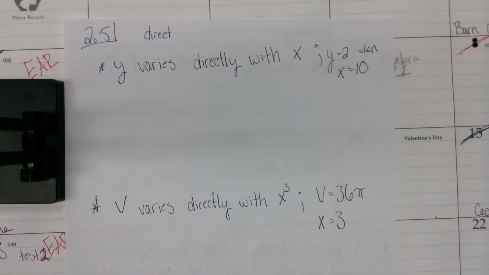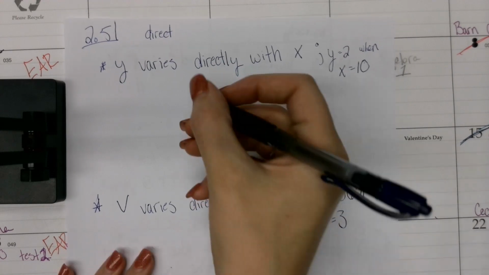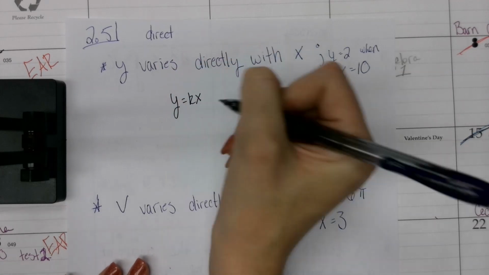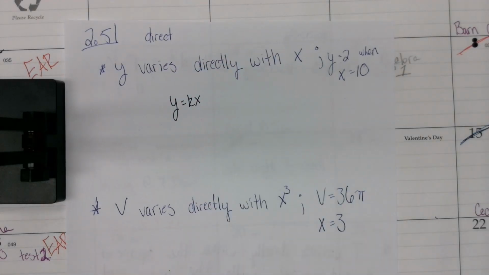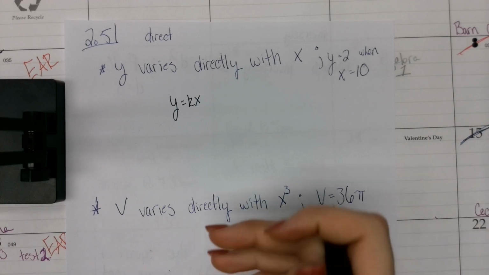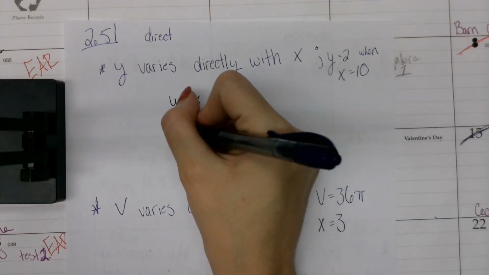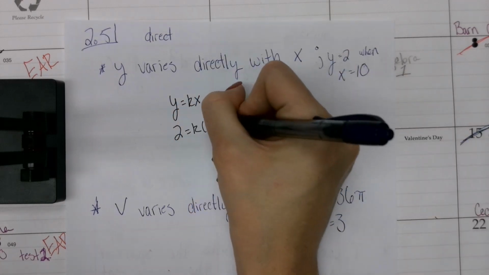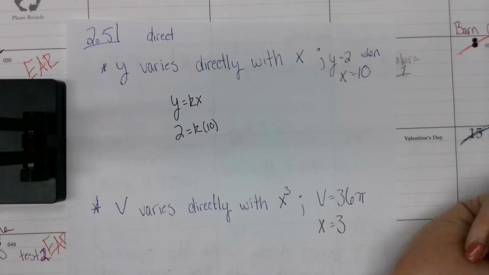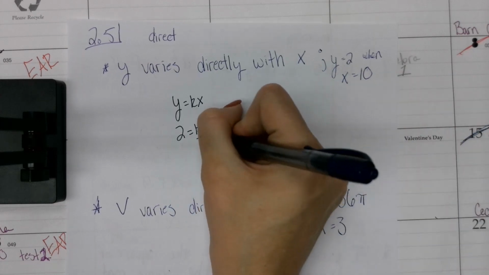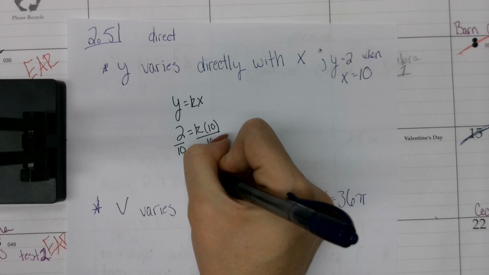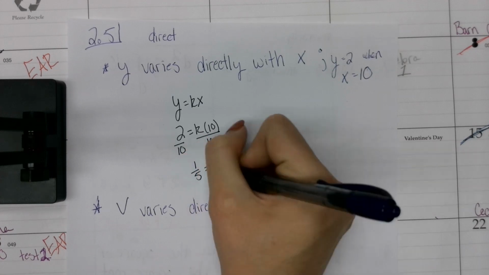So we have y varies directly with x. That means we have y equals kx. Now we're going to figure out what k equals and plug it back into this. They tell us y equals 2, so I'd have 2 equals k times 10. Now I need to solve this for k, so I'd divide by 10 on both sides and simplify. So I'd have 1/5 equals k.